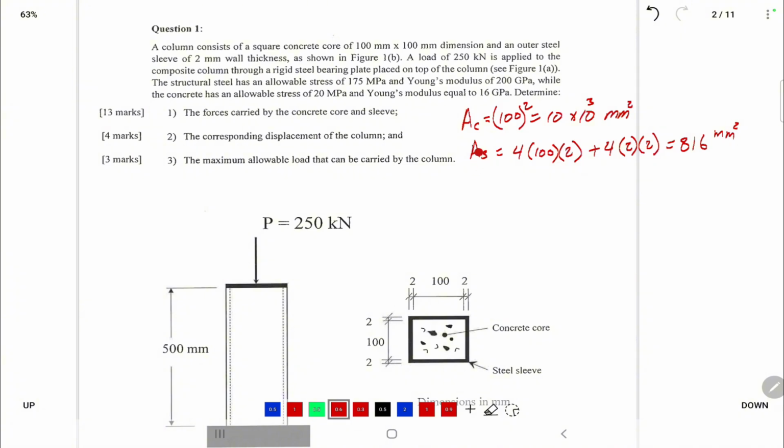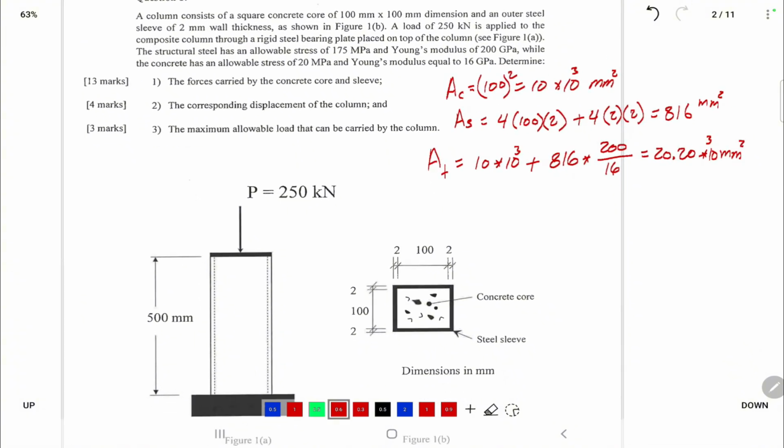Now I'll transform the steel area to concrete. So the total or equivalent transformed area will be 10 multiplied by 10 to the 3 plus 816 multiplied by the modulus of elasticity of steel over the modulus of elasticity of concrete. So it is 200 over 16. And this will equal 20.20 multiplied by 10 to the 3 mm squared.